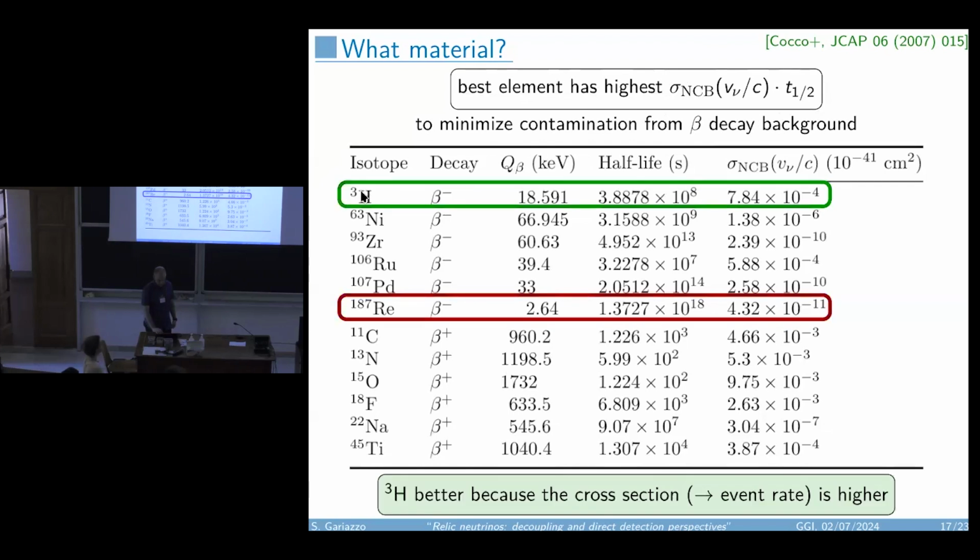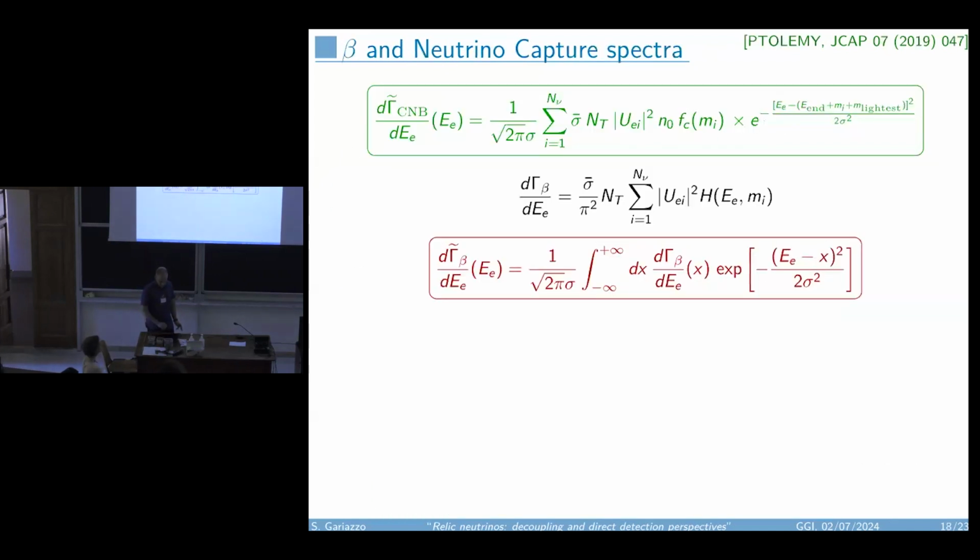But at the end, we select tritium because its higher cross-section means that we have a larger number of events. So if we build a detector with tritium, we can simulate the beta decay spectrum and the neutrino capture spectra. You see here we have the formula for the neutrino capture event rate.